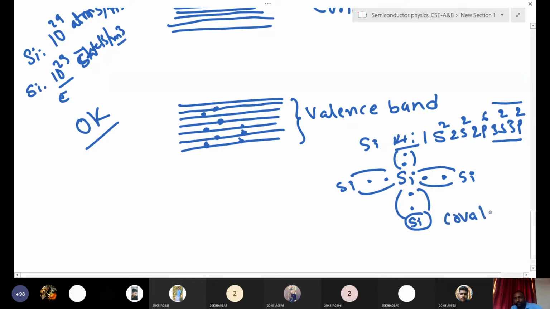Okay, covalent bond. This is bond, not band. So silicon, by sharing each electron, will make a covalent bond with the neighboring silicon atom.